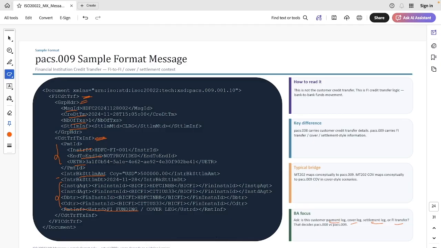Again, this sample is illustrative. Real usage will depend on the relevant ISO versions and the usage guidelines.